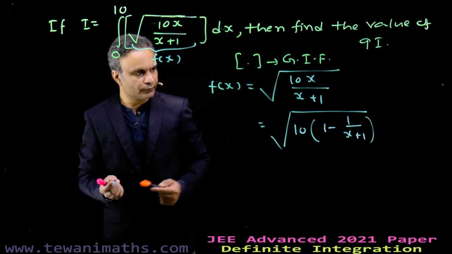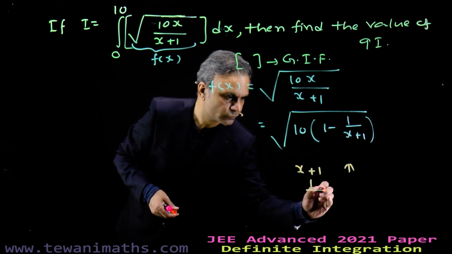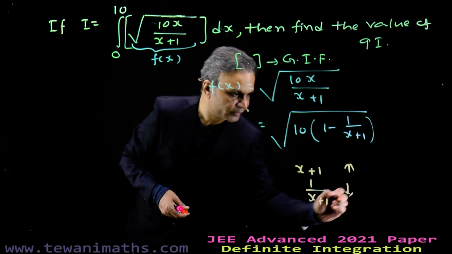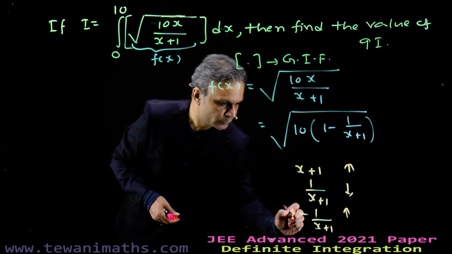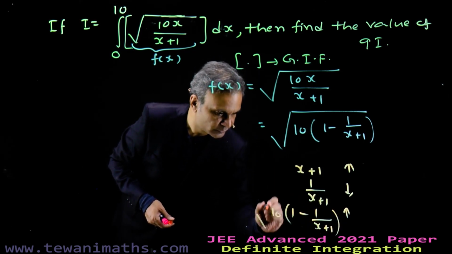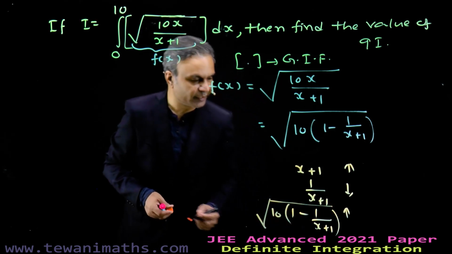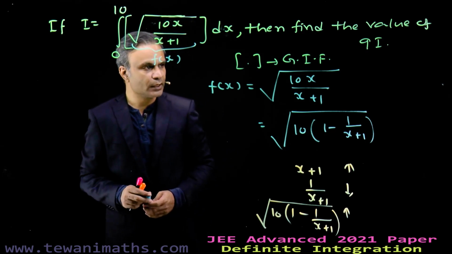We first check the nature of function. We start with x plus 1. In any interval, this function is an increasing function. So 1 over x plus 1 will be a decreasing function. Minus 1 over x plus 1 will be an increasing function. So 1 minus this, and hence 10 into this, and hence square root of this will be an increasing function. So function f x is an increasing function.